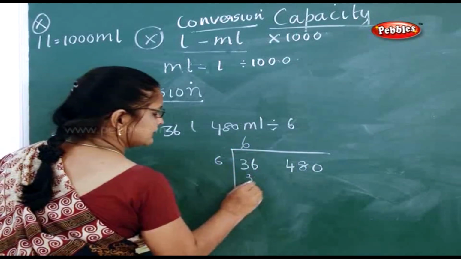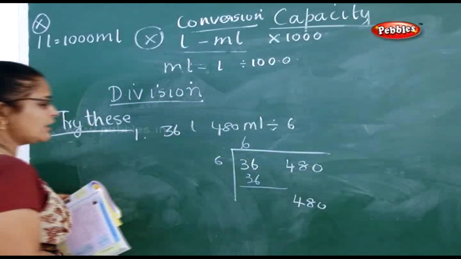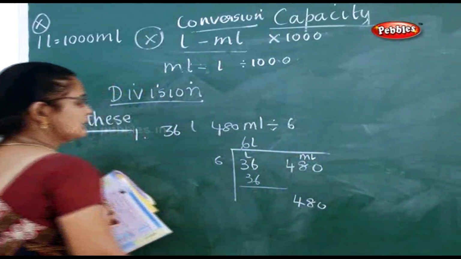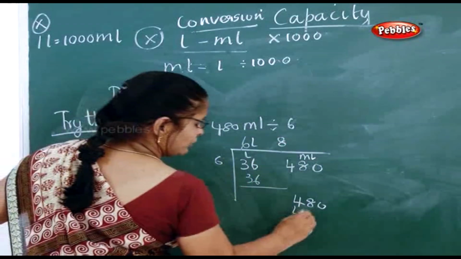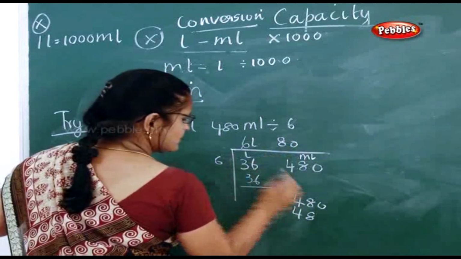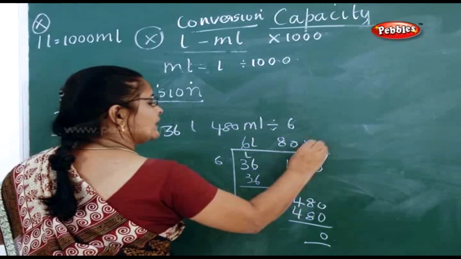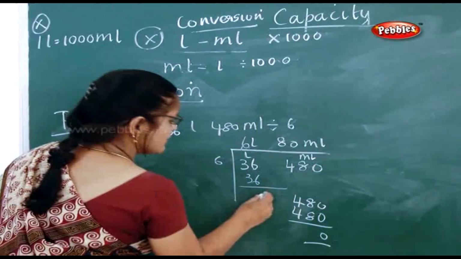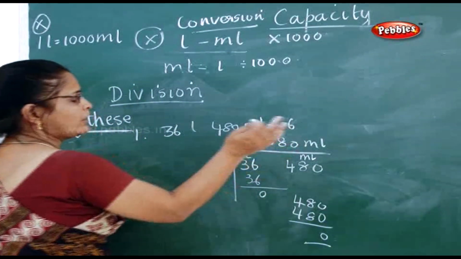So 6 6s are 36. That's all. Now you will write here 480. This is liters, and this is ml. So how many times will it go? 48. 6 8s are 48. 80 into 6 is 480. So immediately you can write 6 liters and 80 ml. The 0 you can just put here, or directly you can put 80.